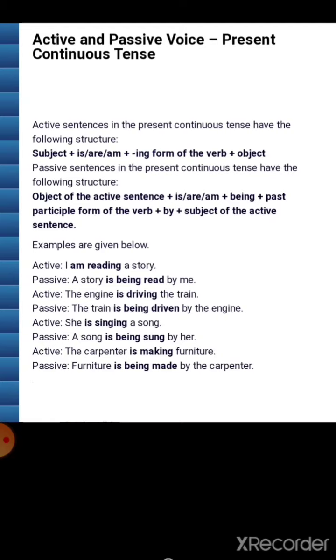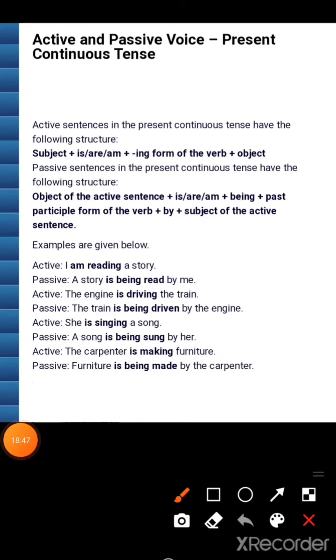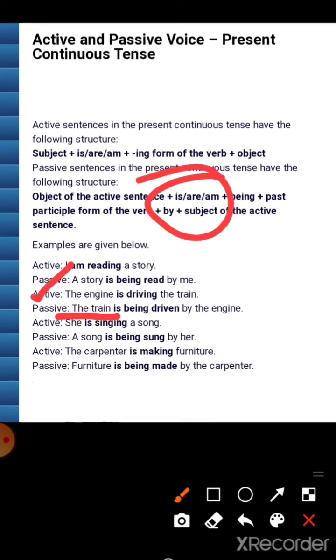Let me give you another example. The engine is driving the train. The engine is the subject and the train is the object. So the sentence starts with the train. After that, the verb will remain the same because the train is singular in number, is. Remember that in present continuous tense the only auxiliary verbs used are am, is, are. After that, being. Then the past participle form of the main verb.